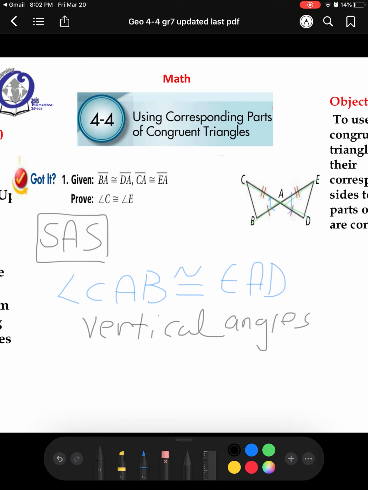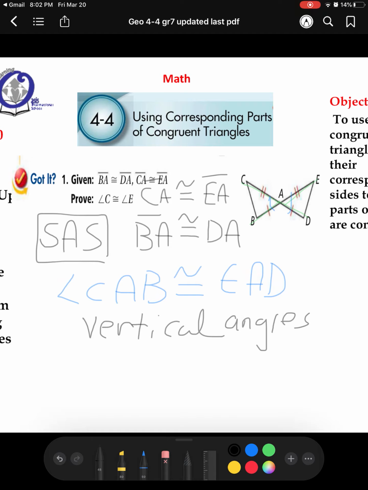Saying that BA is congruent to DA and CA is congruent to EA, and both of those using what? Those are given. And CAB is congruent to EAD. They are vertical angles. So the two triangles are congruent. Okay? So what is the result?